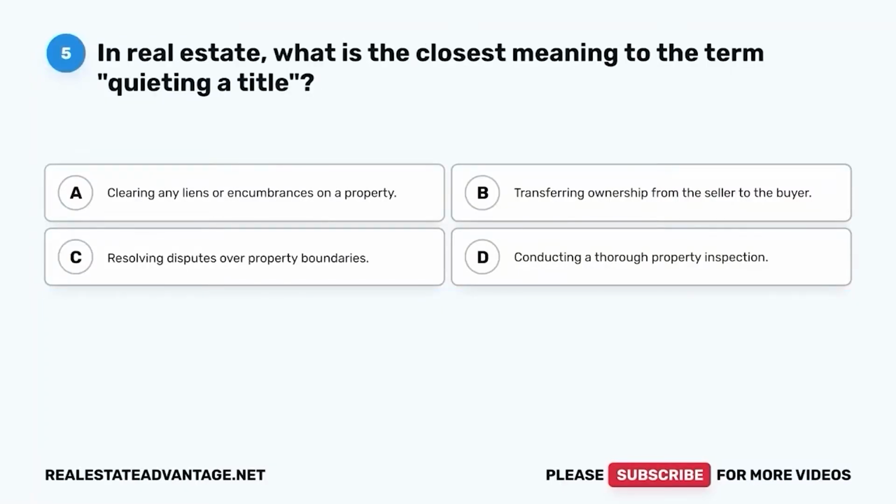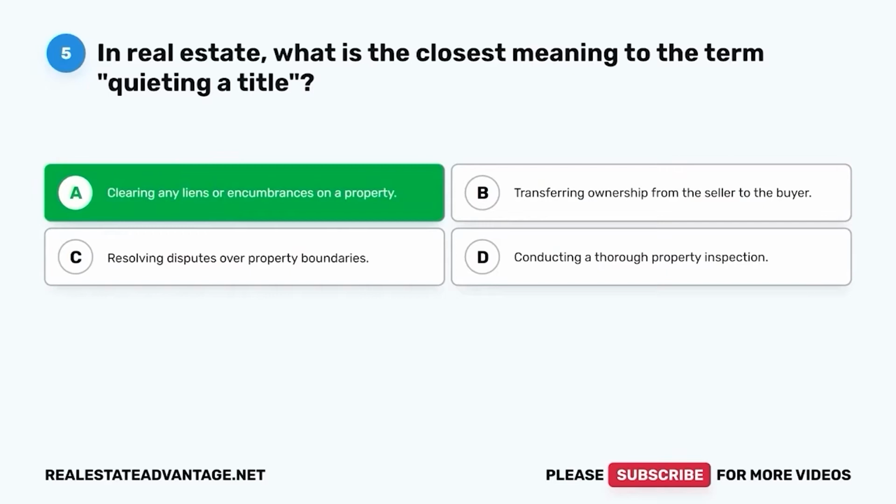Question 5. In real estate, what is the closest meaning to the term quieting a title? A. Clearing any liens or encumbrances on a property. B. Transferring ownership from the seller to the buyer. C. Resolving disputes over property boundaries. D. Conducting a thorough property inspection.